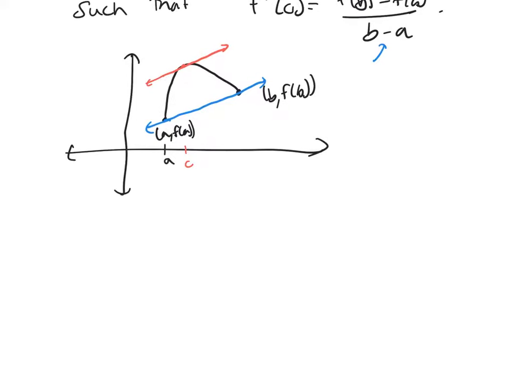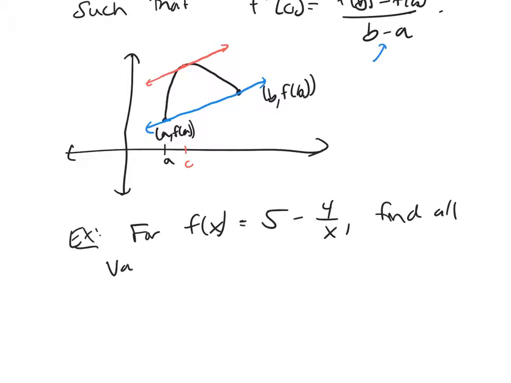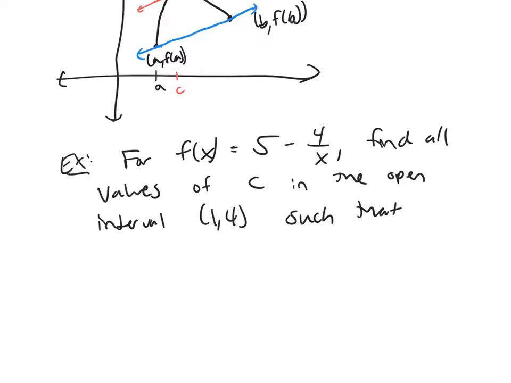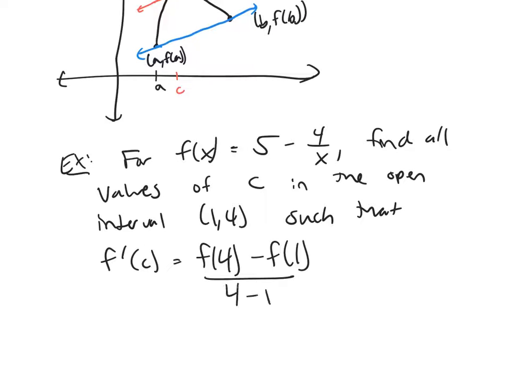So let's look at an example here. Let's say for f of x equals 5 minus 4 over x, find all values of c in the open interval 1 to 4 such that f prime of c equals f of 4 minus f of 1 over 4 minus 1.